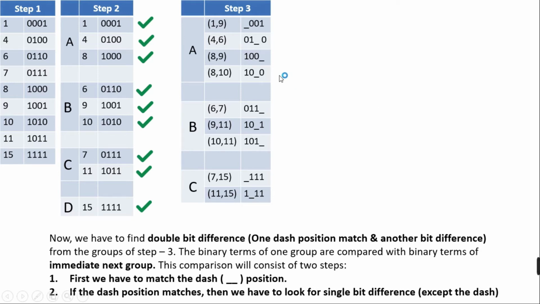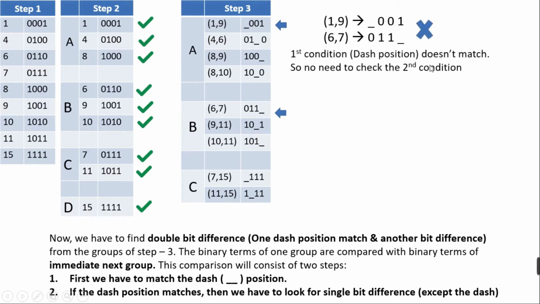That's how we're actually saying it as double bit difference. Let's see an example of how it works. The pair 1 9 from group A is being compared to the pair 6 7 of group B. I have written the binaries over there, and you can see that the dash position doesn't match. For the first number, the dash is at the first position, and in the second pair the dash is at the 4th place. Since it doesn't match, we have no need to check the second condition, and it can be discarded.